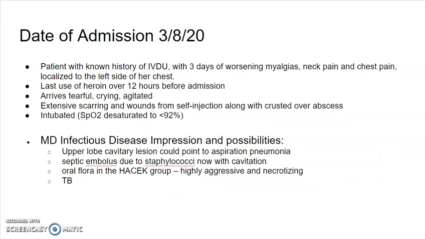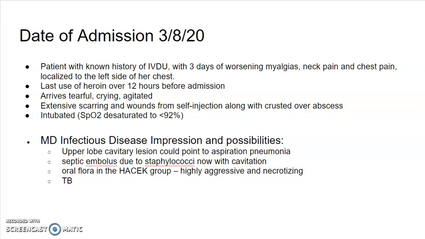The patient was admitted on March 8th, and of course, we already know she has the known history of intravenous drug use. She had 3 days of worsening myalgias, neck pain, and chest pain, localized to the left side of her chest. She used heroin 12 hours before admission, and she arrived tearful, crying, agitated. She had wounds from self-injection, and she was intubated because her oxygen saturation was below 92%.